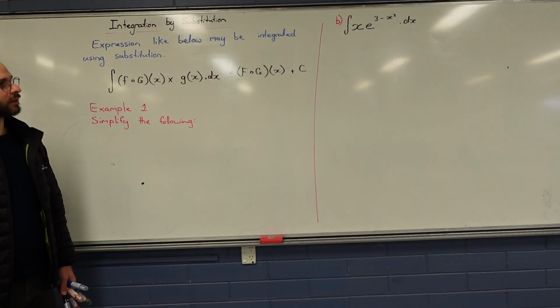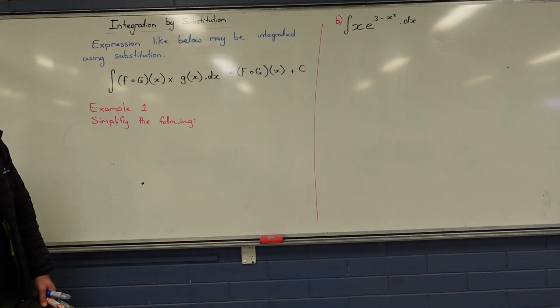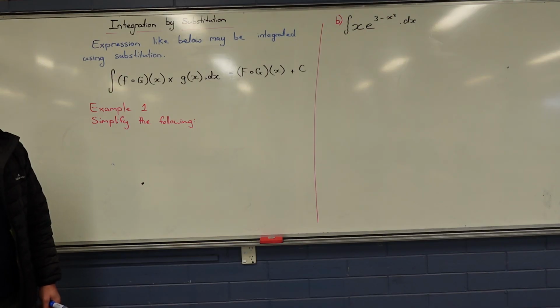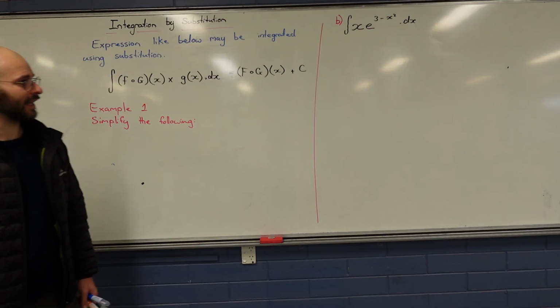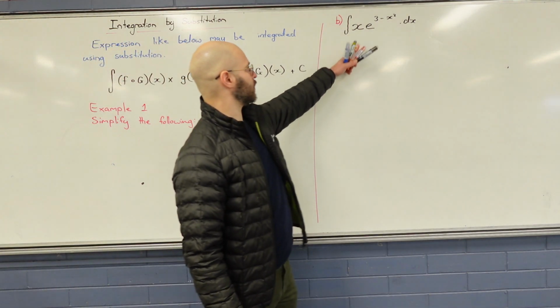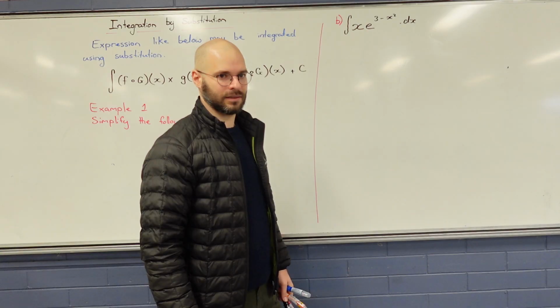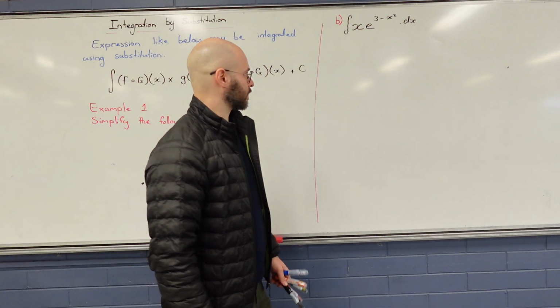Good question. What happens if we differentiate x? 1. What happens if we differentiate e to the 3 take x squared? -2x. Is there any sort of relationship between this and that? No. Think about it. -2 times -2. Negative 1.